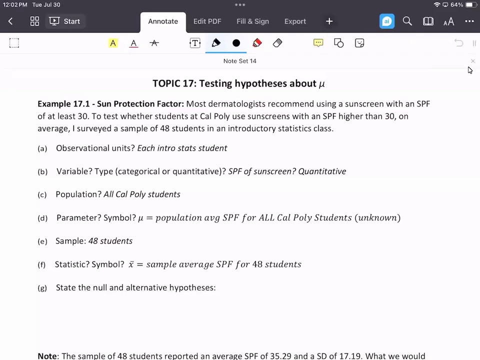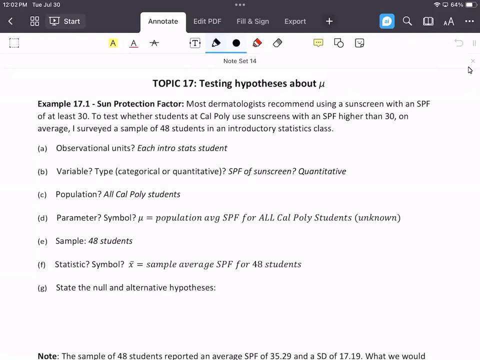So A, observational unit: each intro stats student. So that's who I was asking. The variable, and it's going to vary from student to student, is what SPF sunscreen they use. And that's quantitative in nature because we can actually take those values. If, let's say, they did not use sunscreen, use SPF 0 up through SPF 70. And there were a few students, I believe, who used 100.